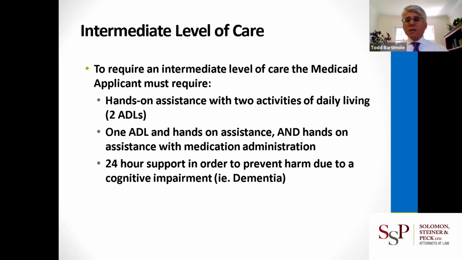So what is an intermediate level of care? Basically, there are activities of daily living, and activities of daily living are things that we do every day that you probably don't think about. Dressing, bathing and grooming, feeding ourselves, ambulating, moving from the bed to the toilet, those kinds of things. So if a person needs hands-on assistance with 2 activities of daily living, they are sick enough to be on Medicaid. So Medicaid will pay for a person's stay if they need hands-on assistance with 2 activities of daily living.